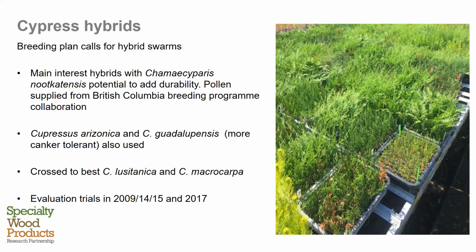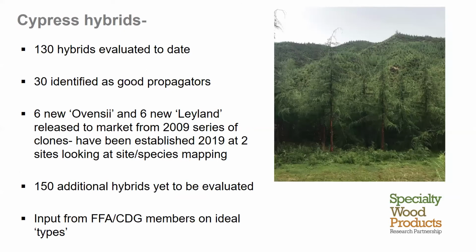We also used Arizonica and Guadalupensis, which are more canker tolerant. And we crossed these to our best Lusitanica and macrocarpa from our clonal and progeny trials. And evaluation trials were established in 2009, 2014, 2015, and 2017. To date, we've evaluated 130 hybrids.